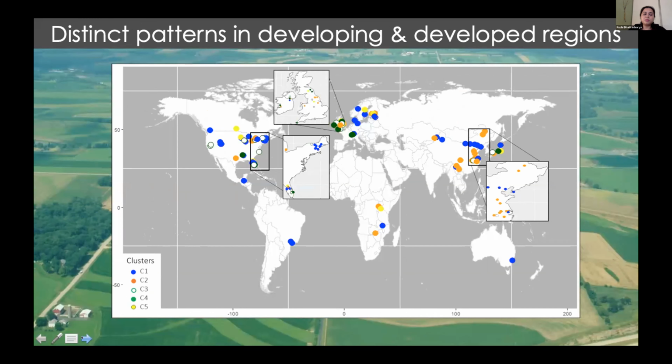Now, using machine learning based techniques, I was able to find distinct clusters of lake phosphorus sediment trajectories. And here I'm showing the 5 clusters that have been color coded. Just to point your attention to the orange dots in China, for instance, that represents cluster 2, and the green dots in UK and Ireland represent clusters 3 and 4.